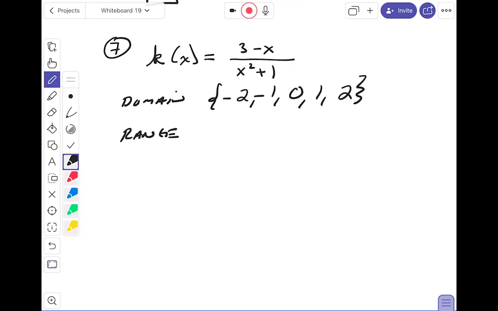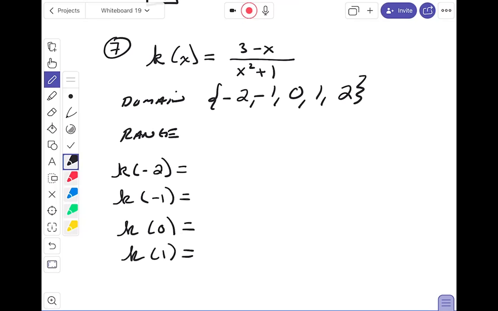Well, the way I'm going to do this is just evaluate the function at those values. So I want to do k of -2, k of -1, k of 0, k of 1, and k of 2. I'll be honest, I'm getting a little better at this. So what I'm going to do is just concentrate on doing the computation. I want to do the top first, though.